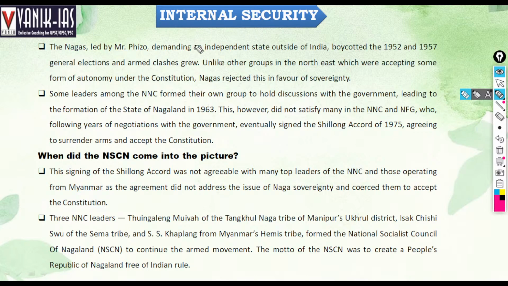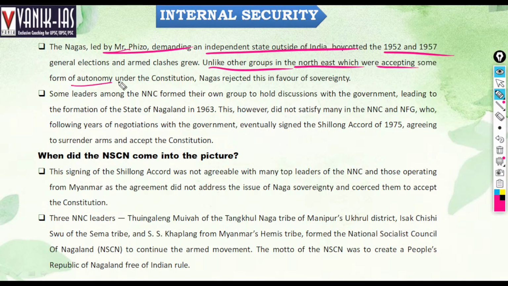So the Nagas, led by Mr. Phizo, were demanding an independent state outside India. They boycotted the elections. Unlike other groups of the Northeast, who were accepting some autonomy under the Constitution, the Nagas rejected it in favor of sovereignty. Right? In favor of sovereignty, that means what the Nagas will do will not be decided by a person sitting in Delhi, that would be interference.